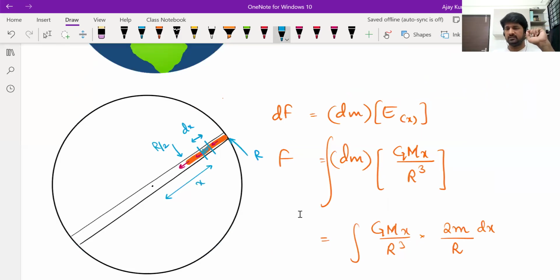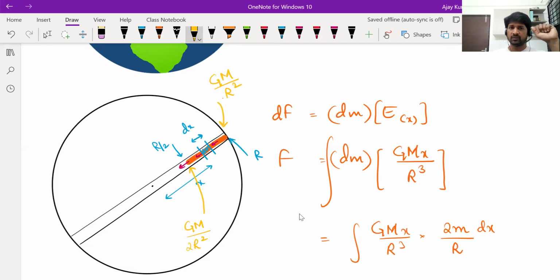The problem here is that the gravitational field produced by the solid sphere is different at different points. How much field does the solid sphere produce on its surface? We are talking about field, it will be GM by r square. How much field does it produce at its center? GMx by r cube. No, GM into r by 2 divided by r cube, GM by 2r square is the field at the lower end of the chain. I should not say center, lower end of the chain.